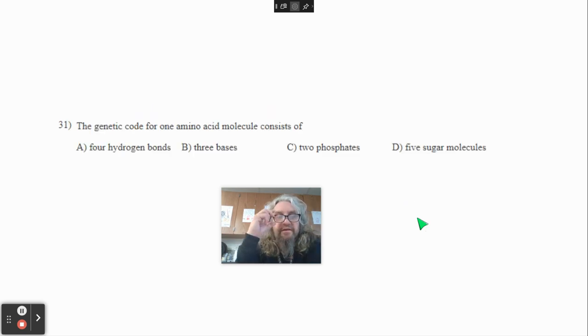Number 31, the genetic code for one amino acid consists of A, 4 hydrogen bonds, B, 3 bases, C, 2 phosphates, or D, 5 sugar molecules.